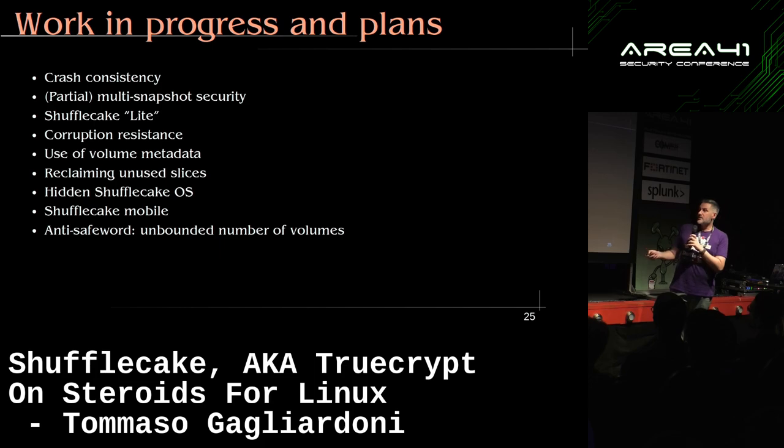And then finally, this is my favorite topic, actually, the anti-safe word. I can go into more detail. I think we have some time for questions. But basically, the idea is that right now, Shufflecake has a maximum of 15 volumes, which is enough for your use cases, in the sense that if you need to remember more than 15 passphrases, then your threat model is really wrong. But there are technical reasons why it would be advisable to have an unbounded number of volumes, limited only to the space availability of the disk.